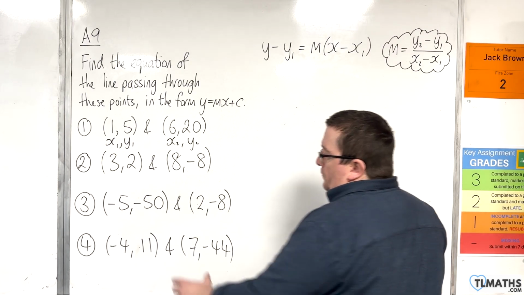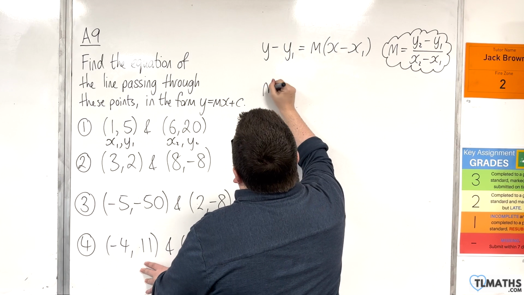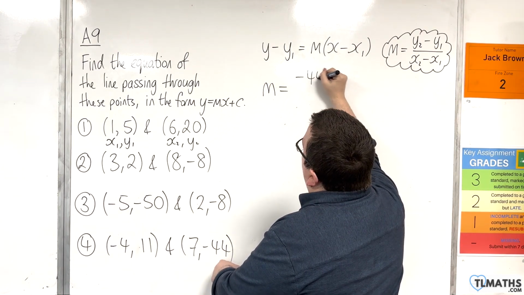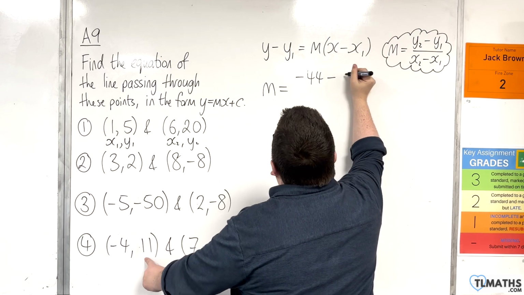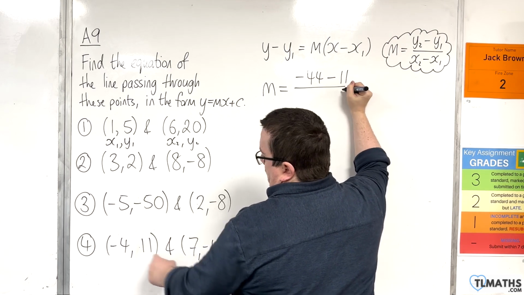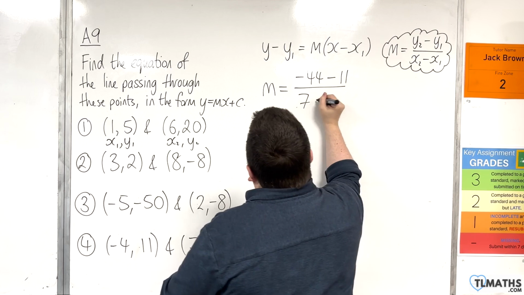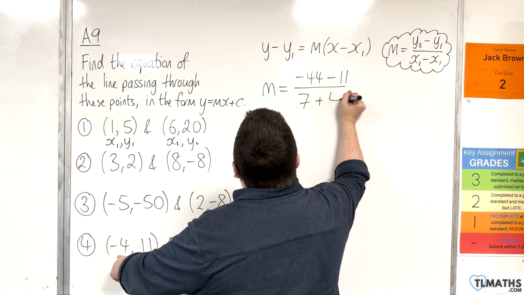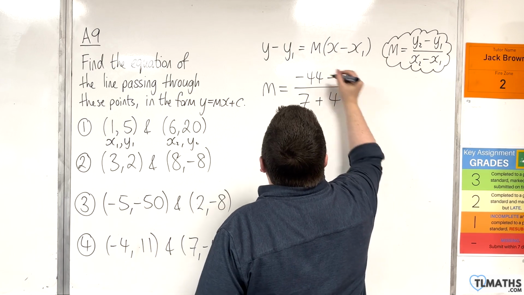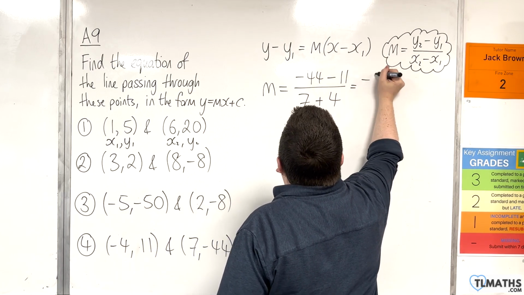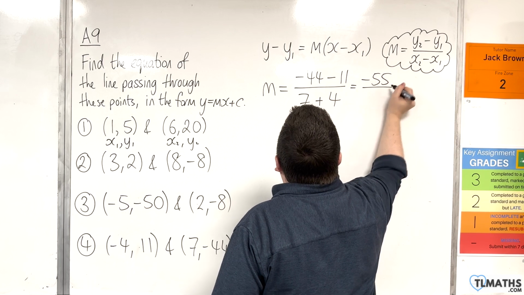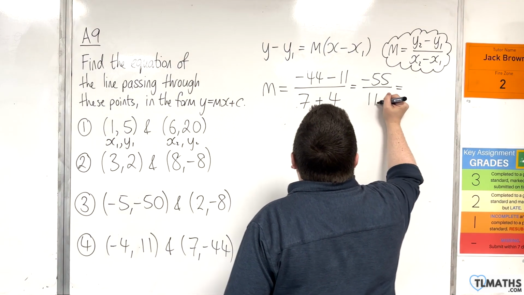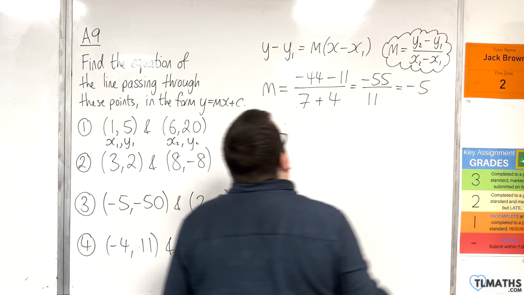Okay, number 4. First of all, find the gradient. m is equal to y2, so minus 44, take away y1, which is 11, over 7, so x2, take away x1. So take away minus 4 is the same as plus 4. So minus 44 take away 11 is minus 55. 7 plus 4 is 11. Minus 55 divided by 11 is minus 5.